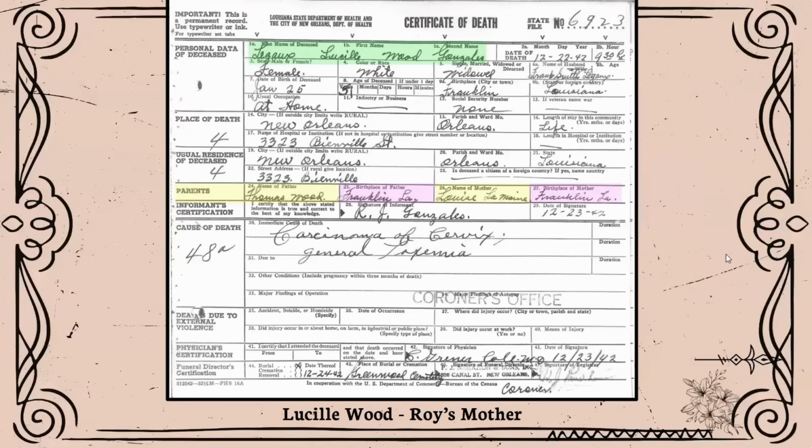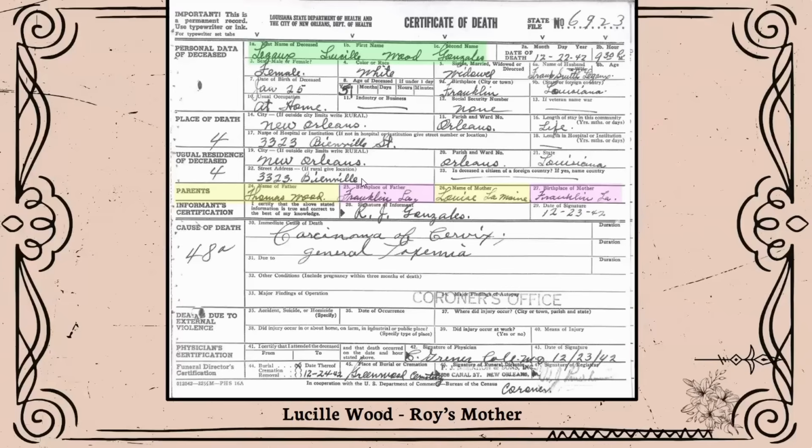Now, Lucille Woods, or Roy's mother, her death certificate has some additional interesting information. So he put her name down as Lucille Wood Gonzalez Legault, so very long name. It says that she was living on Bienville Street. So this address, he's living there. She's living with her son. So that's the address my grandmother grew up living at.